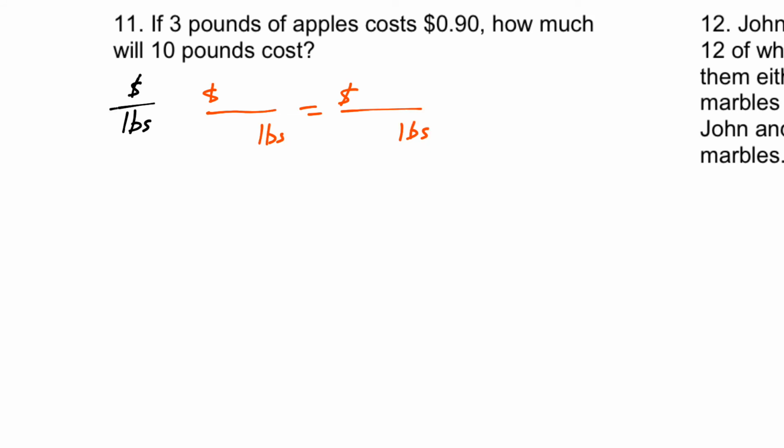So what we should see here then is these 2 quantities form a ratio. It's 90 cents for 3 pounds of apples. So those 2 values go together as one ratio. We have 90 cents for 3 pounds. And then we should be able to see that the other number we're given is 10 pounds.